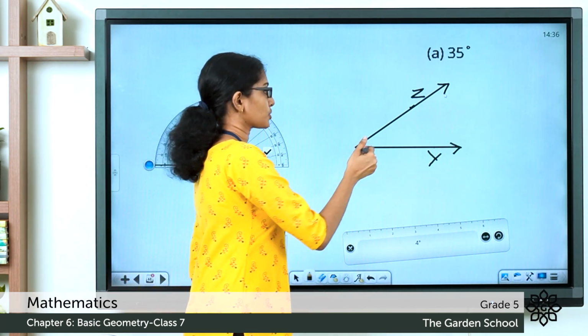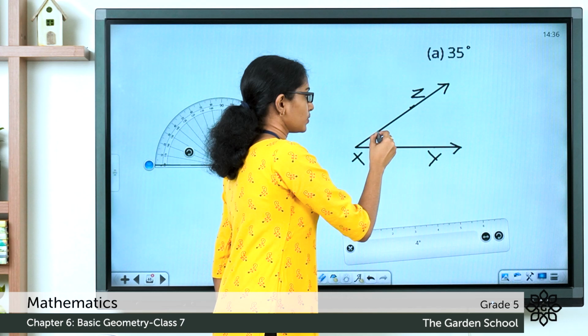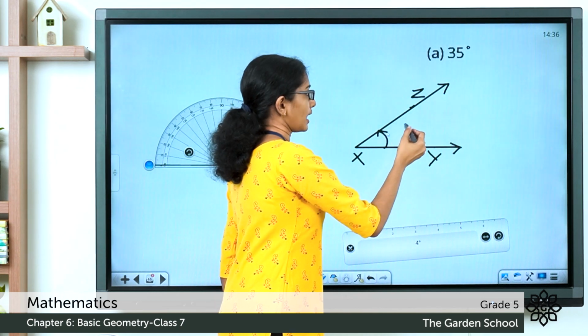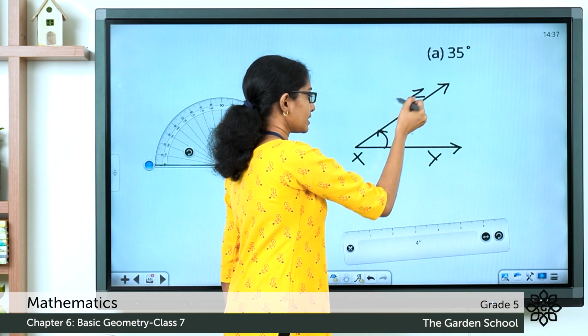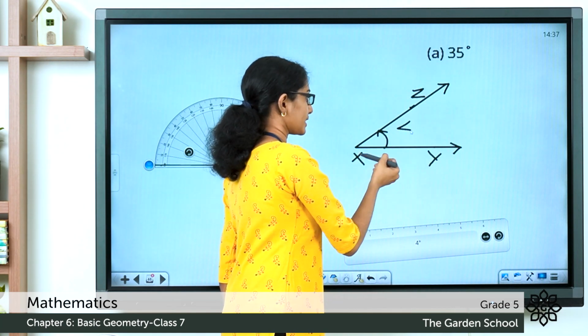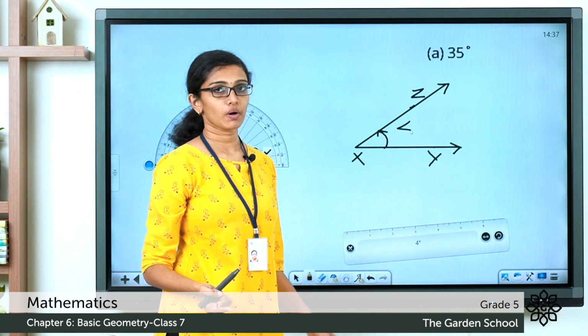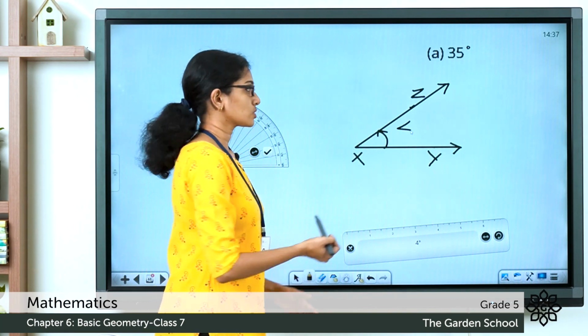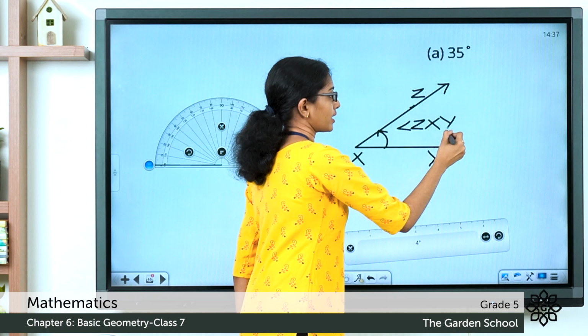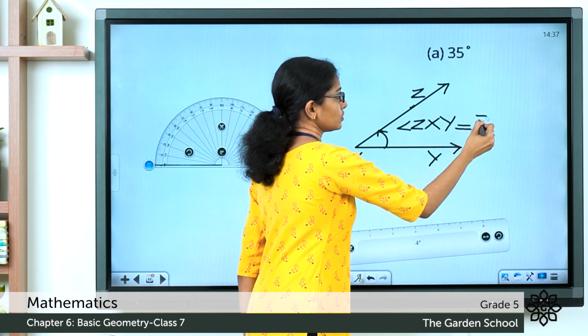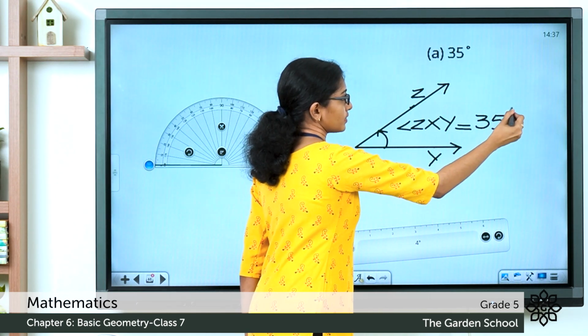You have to show the measurement using a curved arrow like this and you have to write the name of the angle. Let it be ZXY or YXZ. You always write the name of the vertex in the middle. So I'm going to name this like ZXY, and that is equal to 35 degree.